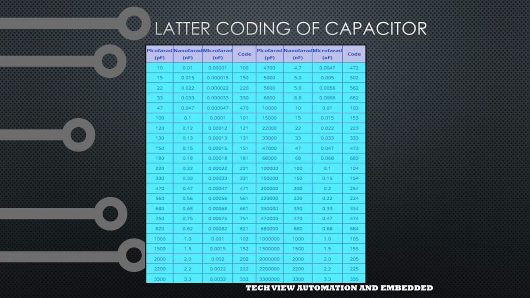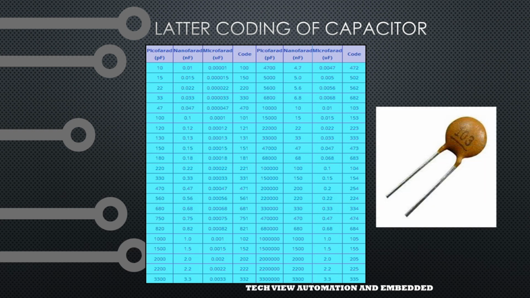Here you can see the letter representation in the capacitor chart. You can find the code written on the capacitor and the corresponding values of the code. Now commonly the letter code is used to denote the capacitance value.